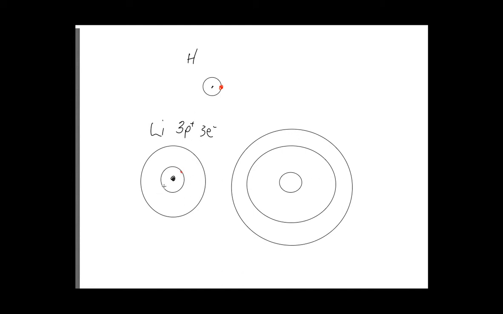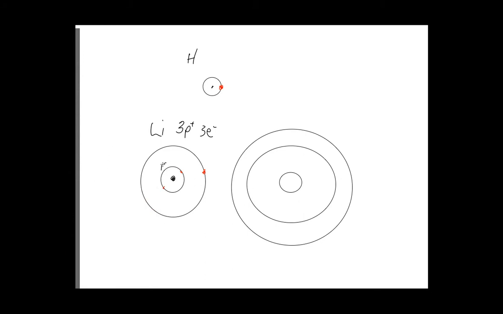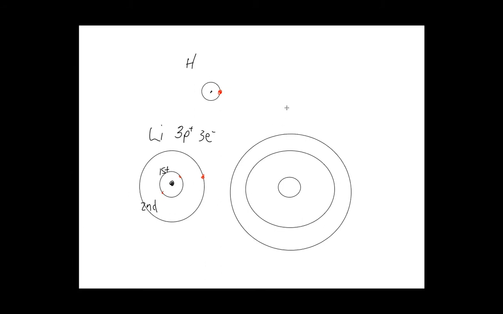So let's say that we have these 2 electrons floating around like this, but I have a third electron. That third electron is going to have to go out to the next energy level, which is the second energy level. So I've got 3 electrons. This would be my first energy level, and this would be my second energy level. I can have a maximum of 2 electrons in the first energy level, and a maximum of 8 electrons in the second energy level.